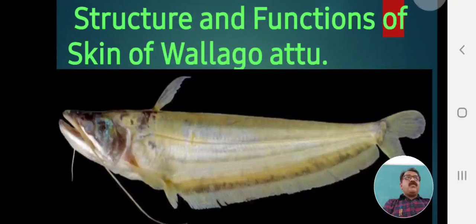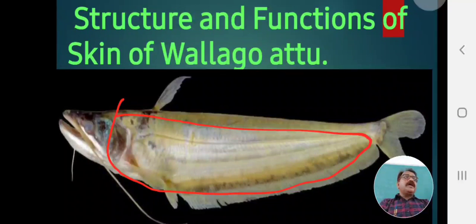This is the body of Wallago, the complete body of the fish. What is the important character on the body of these fishes?